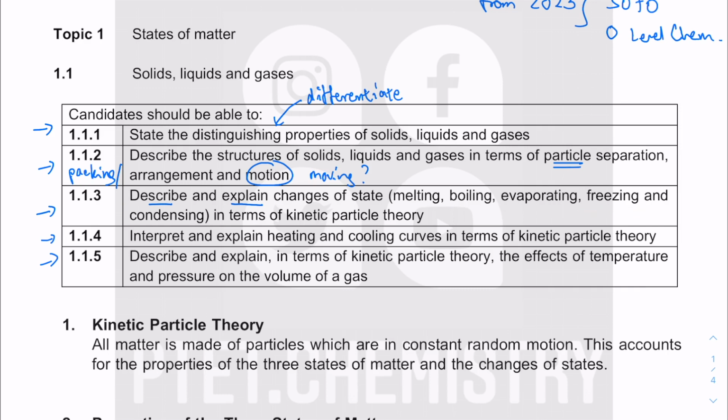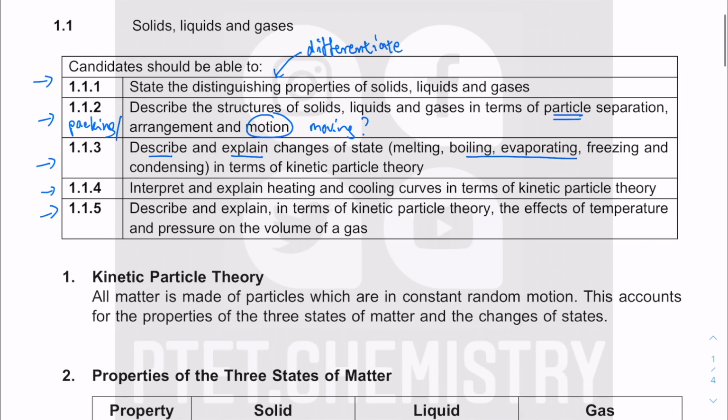There's a difference between boiling and evaporation, which I will highlight in a little bit, and these are all in terms of kinetic particle theory. Kinetic particle theory means you have to talk in terms of particles. I'll also talk about that in a little bit. 1.1.5 is again in terms of kinetic particle theory. So all of this is to do with kinetic particle theory. How is the volume of a gas affected by temperature and also pressure?